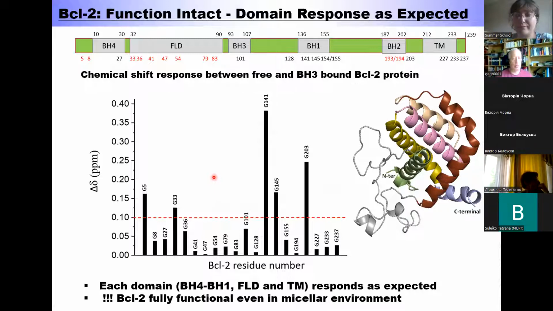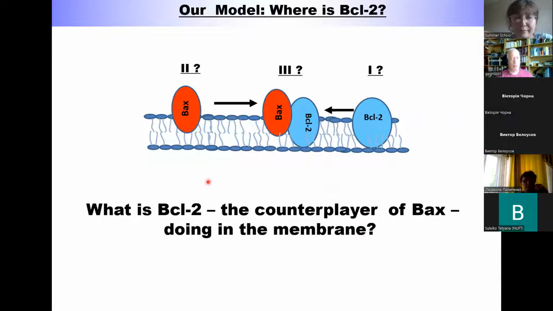So what do we do now? Now was a question at the beginning. We want to know what BCL2 is doing in the membrane. Is it sitting here or what? And now comes neutron work soon. And for doing neutron work, we do neutron reflectometry.